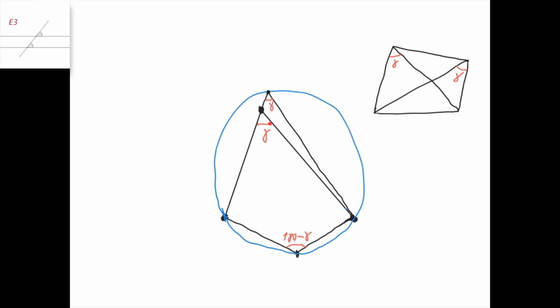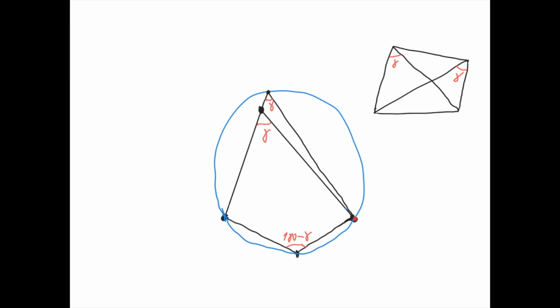Now because this is gamma and this is gamma, then these 2 lines must be parallel, because for parallel lines, this angle equals this angle. But they're not parallel, they're intersecting in this point, which is a contradiction.